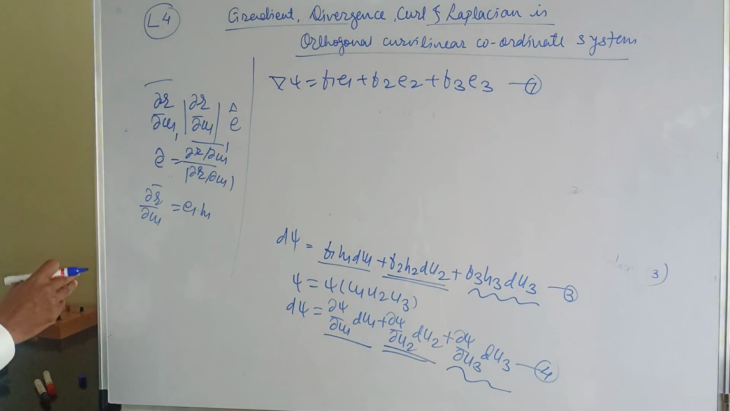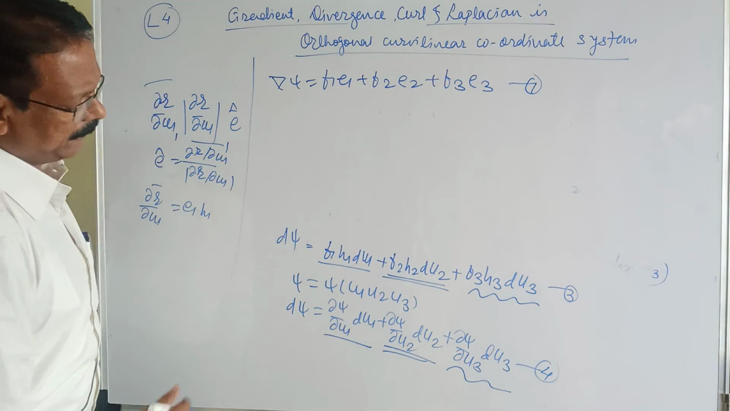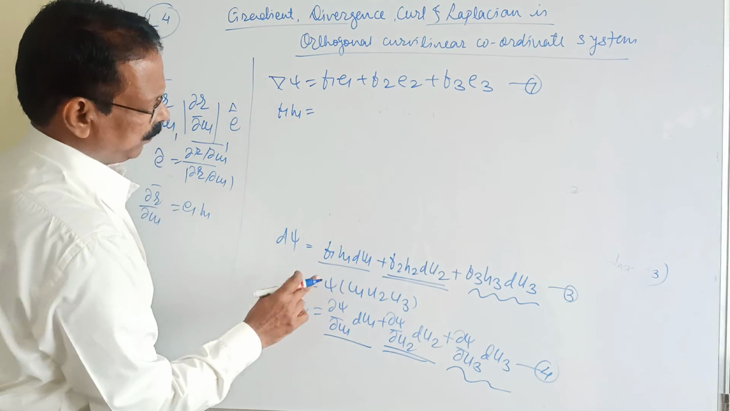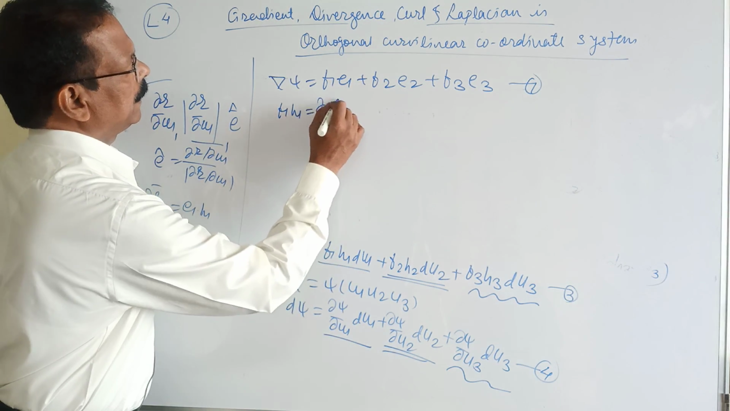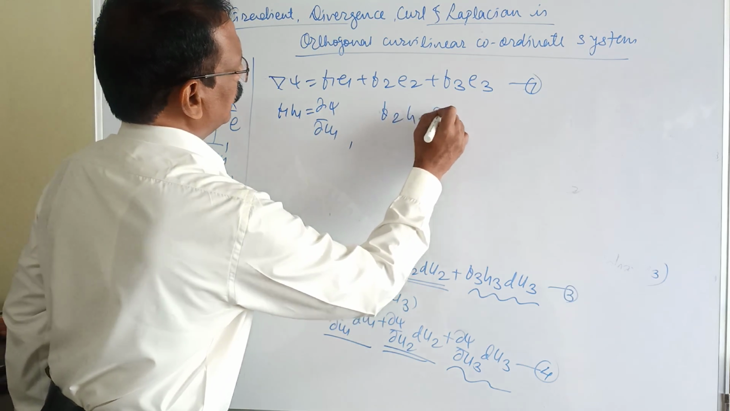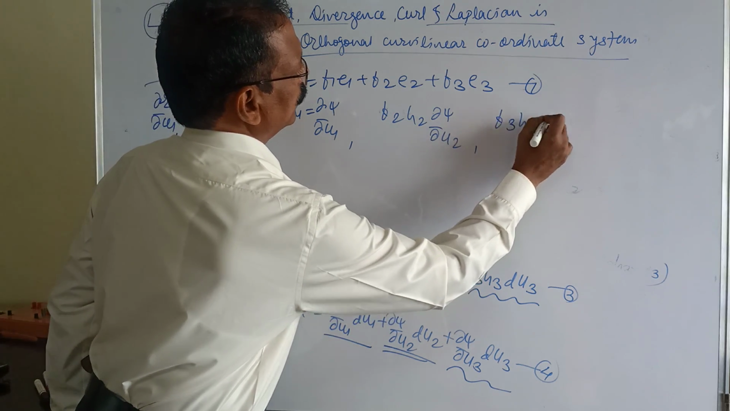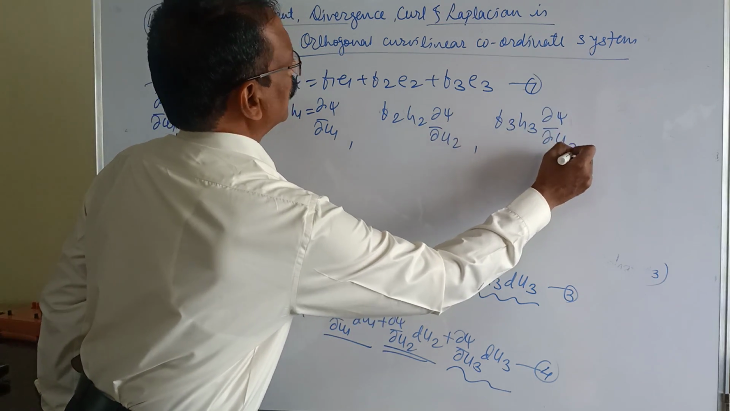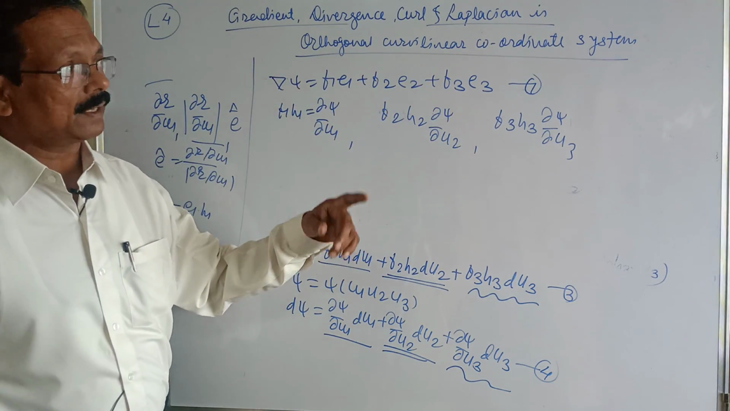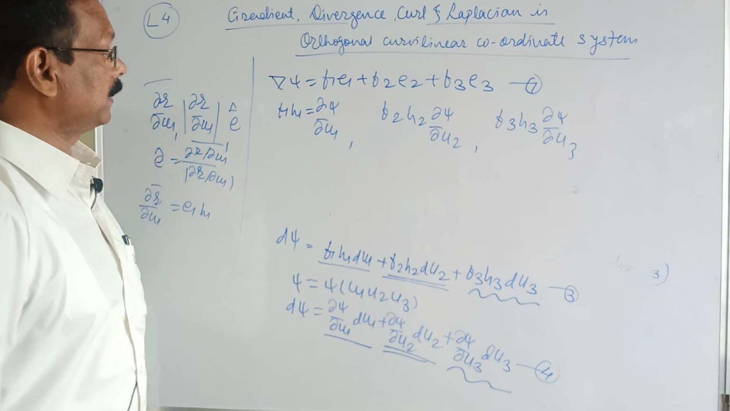So can we write it this way? ∂ψ/∂u1 is equal to f1 h1. Yes, we can write that. So f1 h1 is equal to ∂ψ/∂u1. Similarly, f2 h2 is equal to ∂ψ/∂u2, and f3 h3 is equal to ∂ψ/∂u3. Last time we saw that ψ is equal to f1 e1 plus f2 e2 plus f3 e3. Last time I told you that f1, f2, f3 we have to determine.